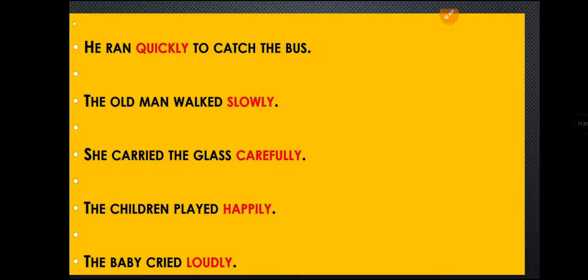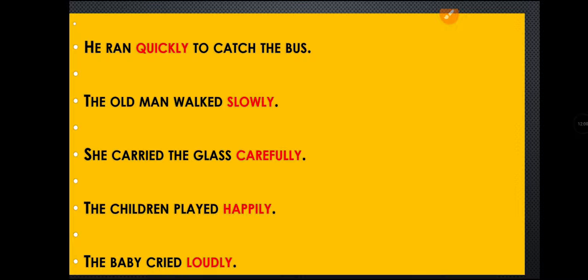How did the children play? Happily. The baby cried loudly. How did the baby cry? Loudly. So here at every moment we are asking the question how, and we are getting the answers of adverbs.